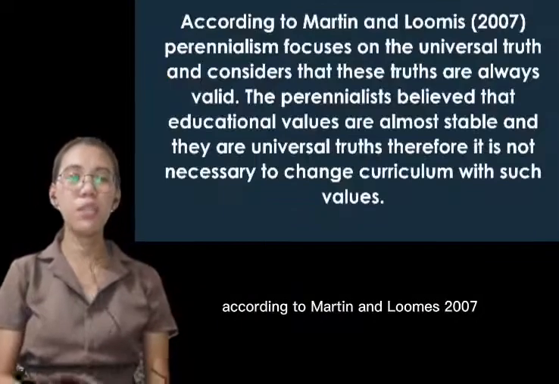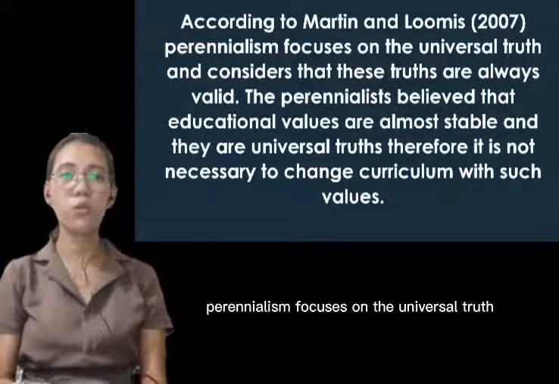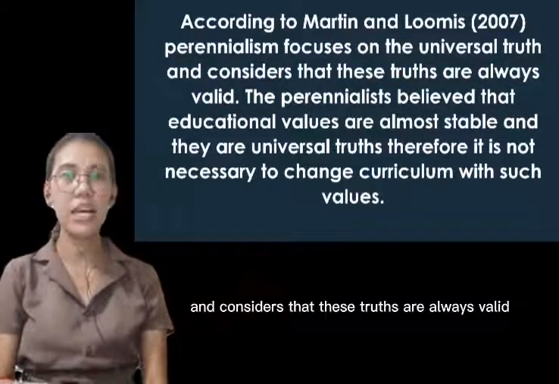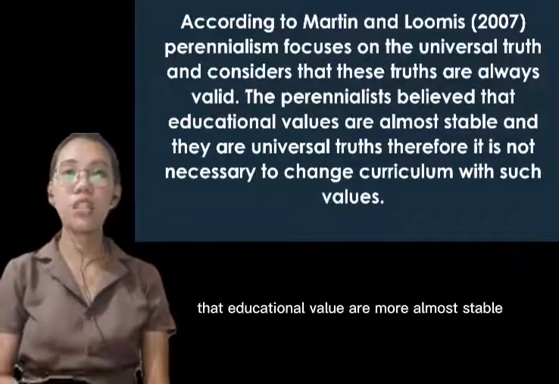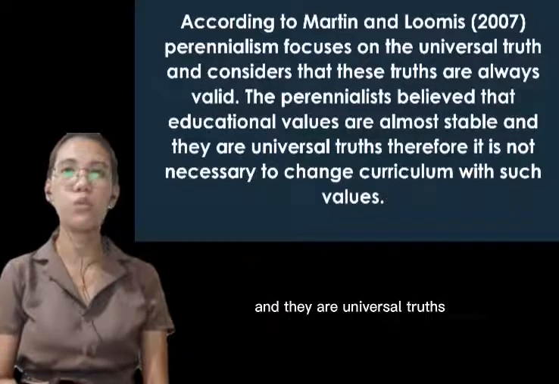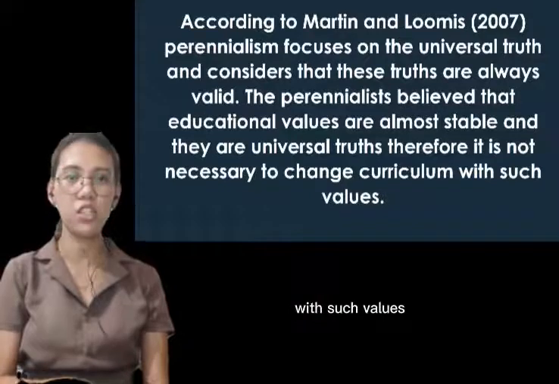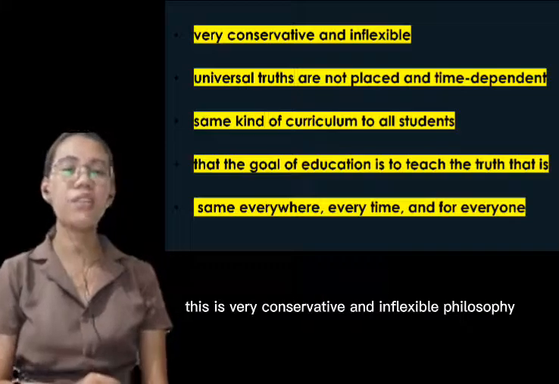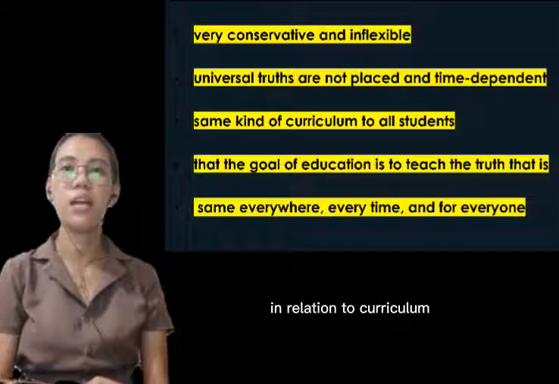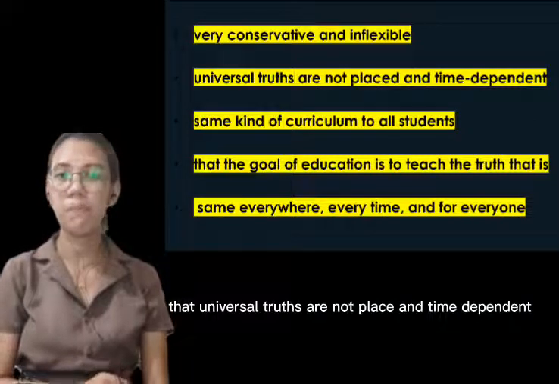According to Martin and Loomis 2007, perennialism focuses on the universal truth and considers that these truths are always valid. The perennialists believe that educational values are almost stable and they are universal truths, and therefore it is not necessary to change curriculum with such values. This is a very conservative and inflexible philosophy in relation to curriculum. They believe that universal truths are not place and time dependent.